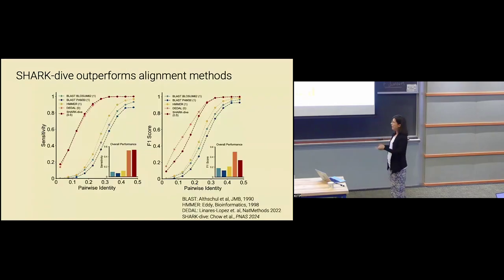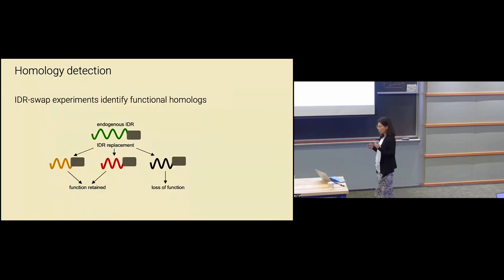And if we now look at the performance of our tool, then it looks like it's much better than alignments, in this case HMMER and BLAST. And especially in this range of low pairwise identity, when usually you wouldn't even try to align sequences anymore, then it has a much better sensitivity and also F1 score. But how could you actually test if what you find, like these similar IDRs, if they are indeed, let's say, functionally analogous, for example?